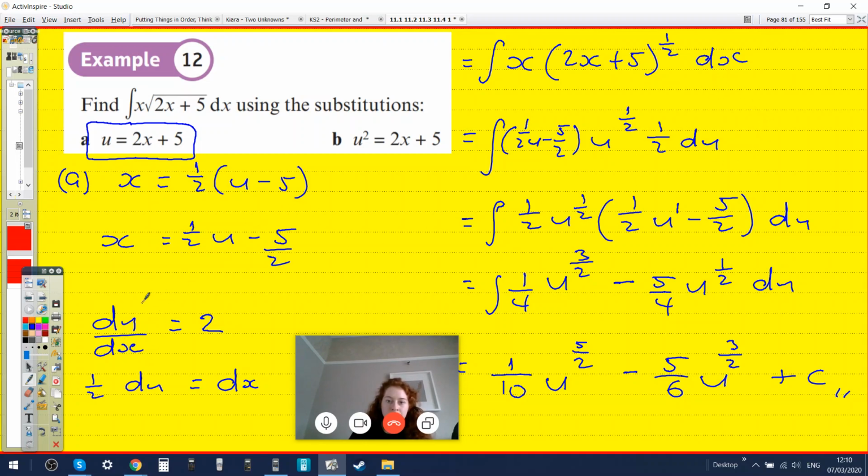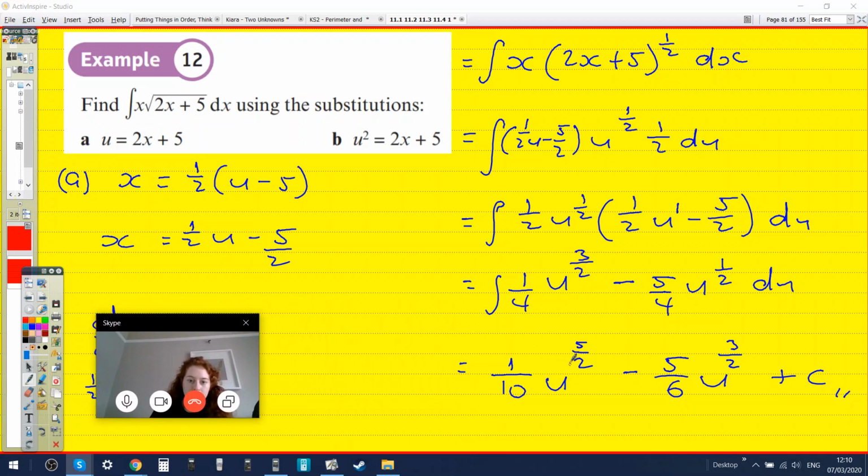Okay. Little extra thing actually, they didn't ask us to find u, we just used that. What did we say u was equal to? The 2x plus 5. And so at the end we unswap it.